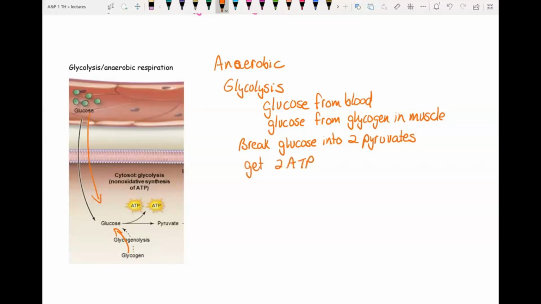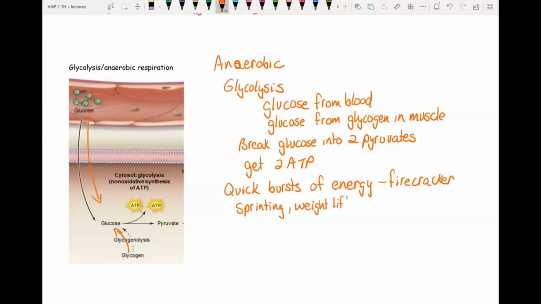So this is a pretty fast way of getting ATP. This is good for quick bursts of energy. Think of this like a firecracker. Anaerobic is great for things like sprinting and weightlifting. Things where you just need quick bursts of energy.